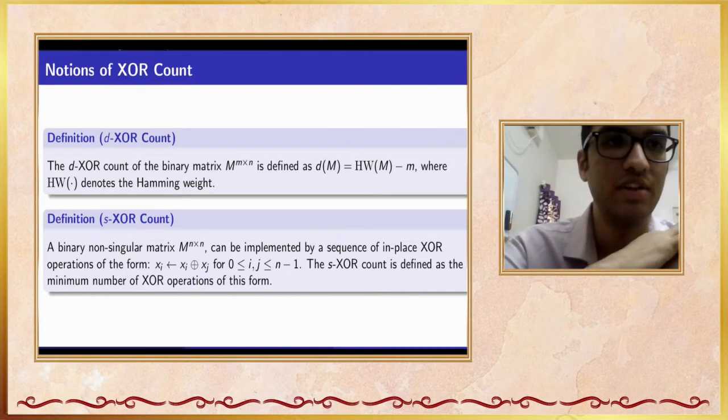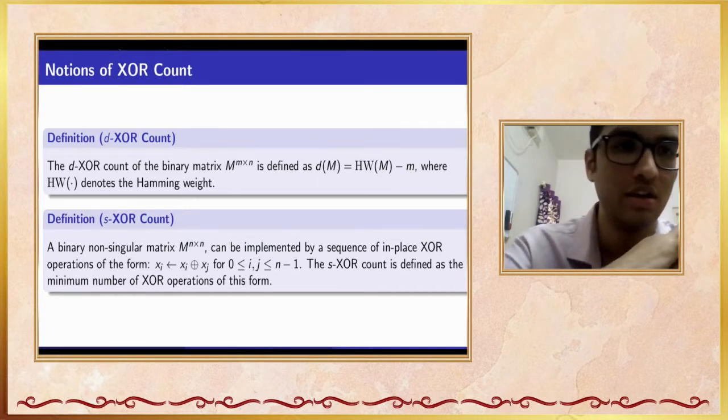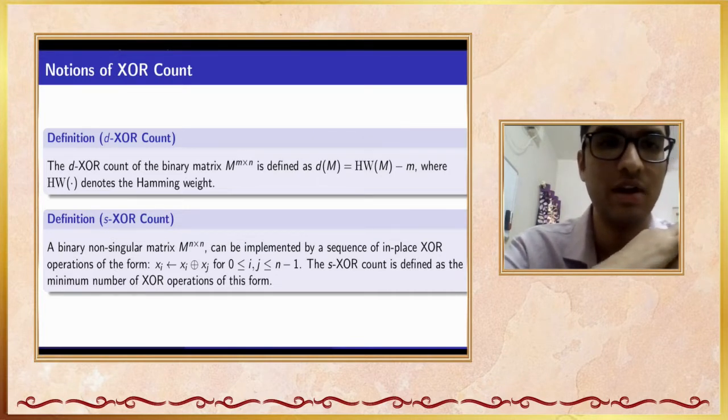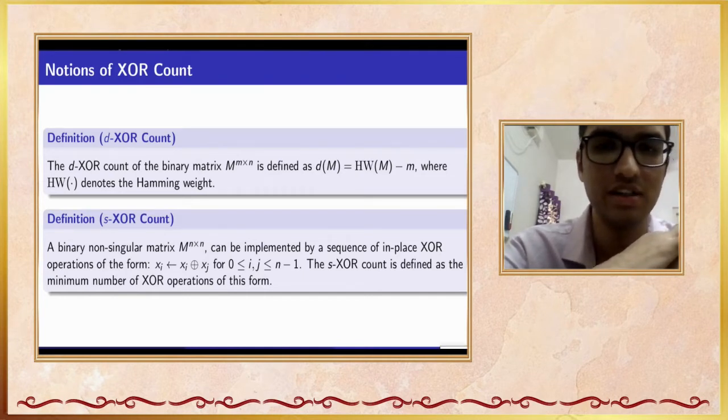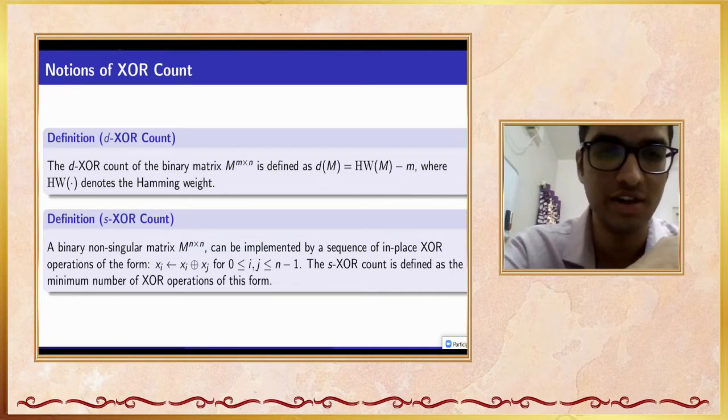Now I'm going to discuss some of the different notions of XOR count, which are used to define the cost of an implementation of a linear layer using XOR operations. The direct XOR or DXOR count of a binary matrix is defined as the Hamming weight of the matrix minus the number of rows. The sequential XOR or SXOR count of a binary non-singular matrix is defined as the minimum number of XOR operations of the form xi = xi XOR xj. Here we can see that these are in-place XOR operations since the xi variable appears on both the left-hand side as well as on the right-hand side of the equation.